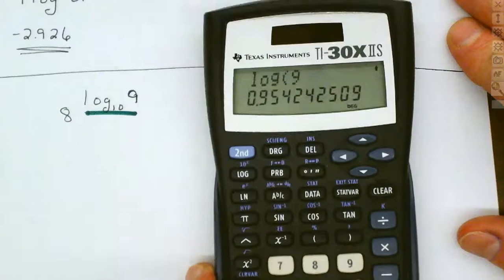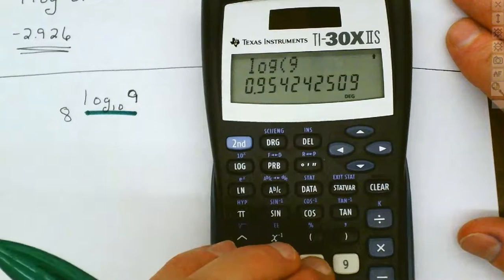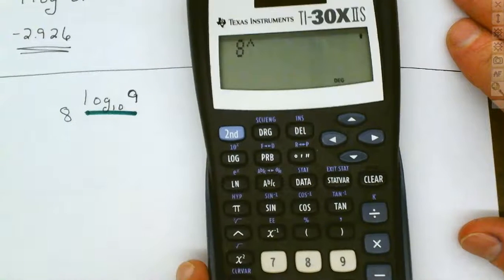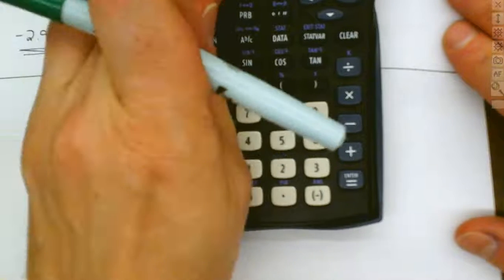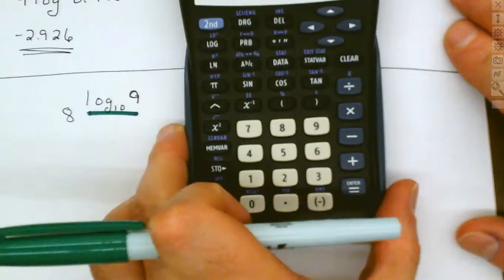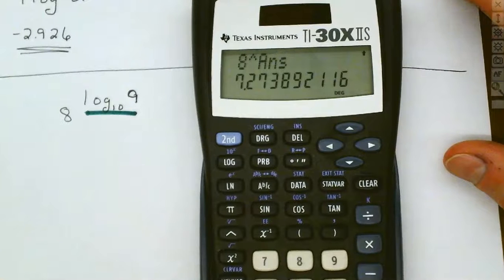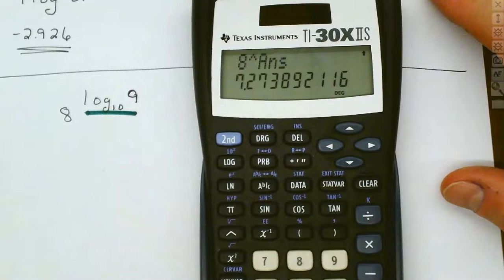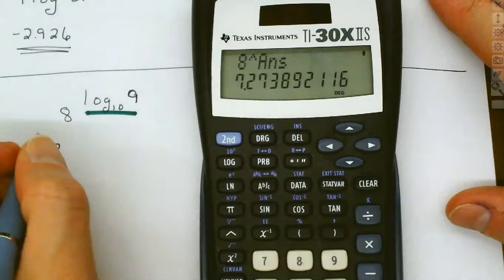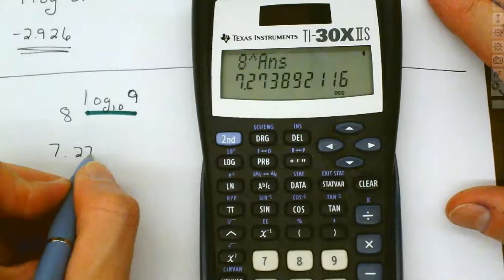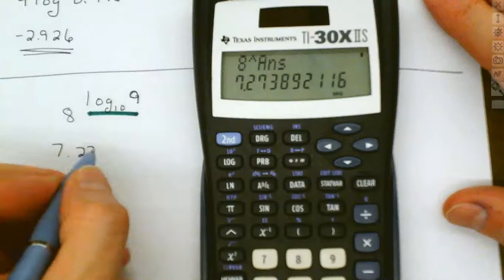So, if I want to keep this, I can then just type 8 caret the answer key. So second, the negative symbol. And that stores it. And that is going to give me this, which is 7.27 if we round to 4.